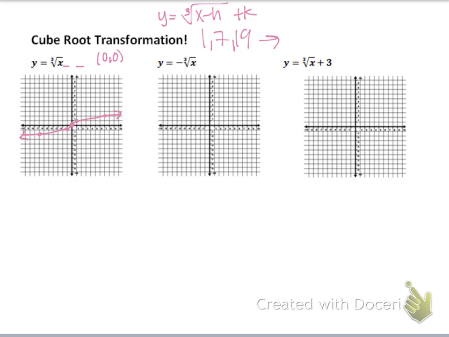Okay, my next one is going to open down, so it's going to reflect. So all of these are going to become negative 1, negative 7, negative 19. Still at my 0, 0. Okay, so I would go up 1, over 1, up 1, left 7. Then I could go down 1, right 1, down 1, right 7. So it kind of reflected over that x-axis there.